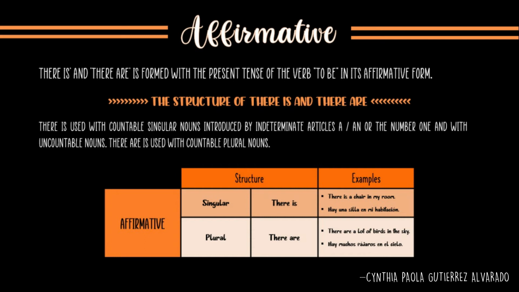In singular it is there is, with the example: there is a chair in my room. In Spanish: hay una silla en mi habitación. Plural is there are. An example is: there are a lot of birds in the sky. In Spanish: hay muchos pájaros en el cielo.